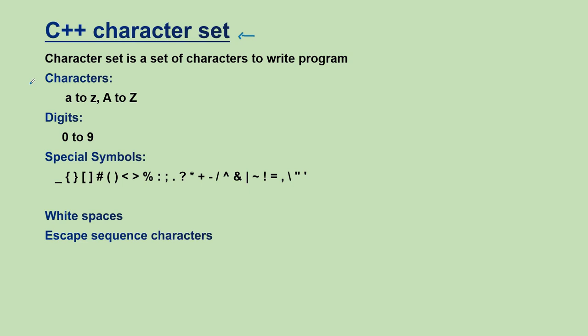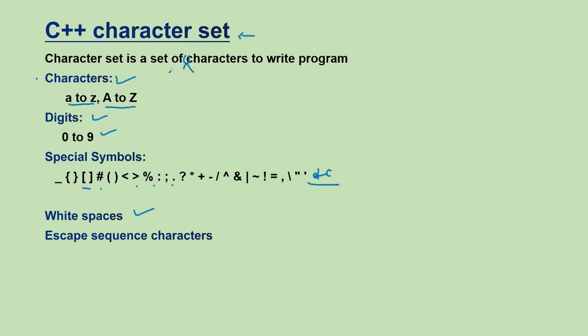Which are the characters here? Small a to z and capital A to Z, these are the characters which are permitted. Digits 0 to 9 are permitted in C++. Special symbols, various symbols, are permitted in C++. One more thing is white space. White space is nothing but what comes when you press the space bar. For example, there is a space between the words. This is nothing but a white space.